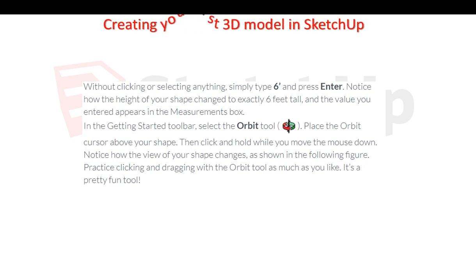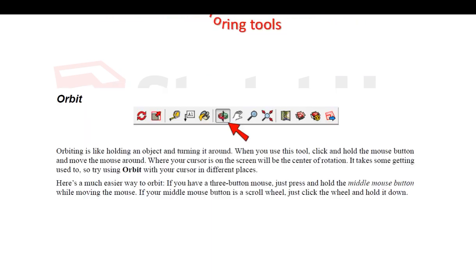Without clicking or selecting anything, type 6 and press enter. Notice how the height of your shape changed to exactly 6 feet tall, and the value you entered appears in the measurement box. In the Getting Started toolbar, select the Orbit tool. Place the orbit cursor above your shape, then click and hold while you move the mouse down. Notice how the view of your shape changes, as shown in the following figure. Practice clicking and dragging with the Orbit tool as much as you like. It's a pretty fun tool.